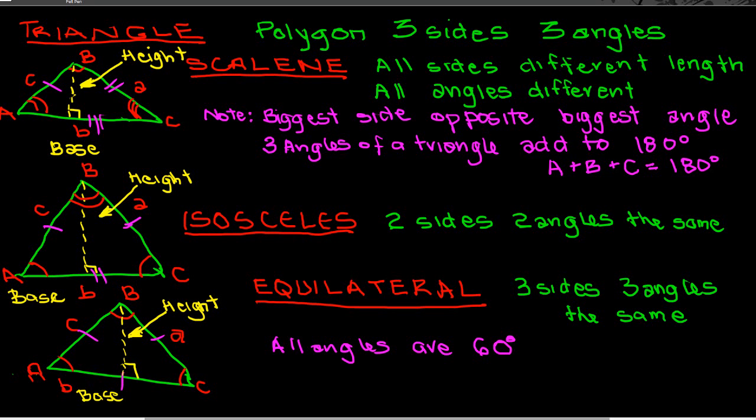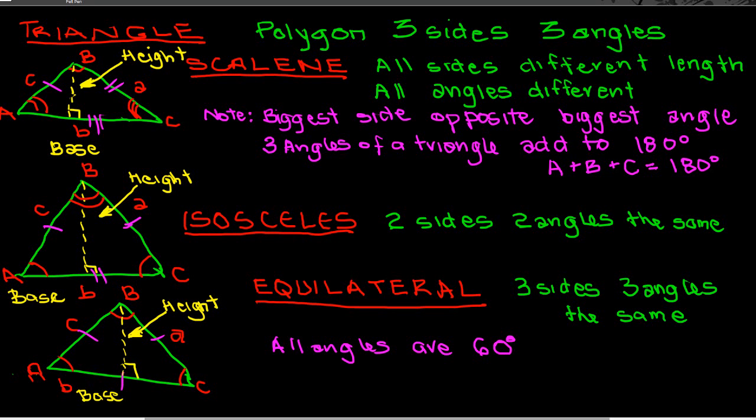Now I've also here labelled the base and the height. The height is always at right angles to the base, or perpendicular to the base. So here we've got side B as the base, and then I've got a pecked yellow line at right angles to the base indicating the height.